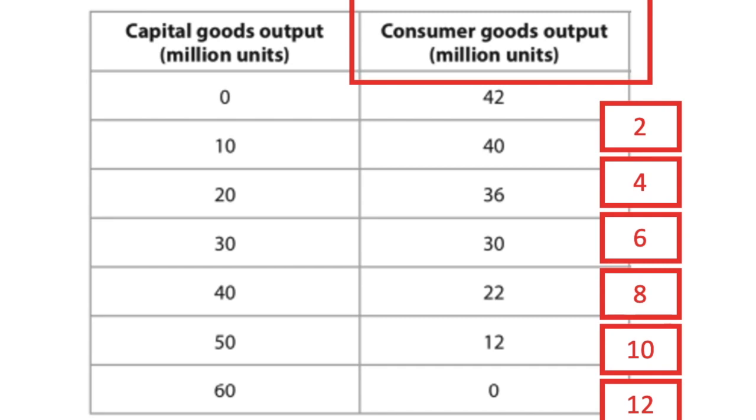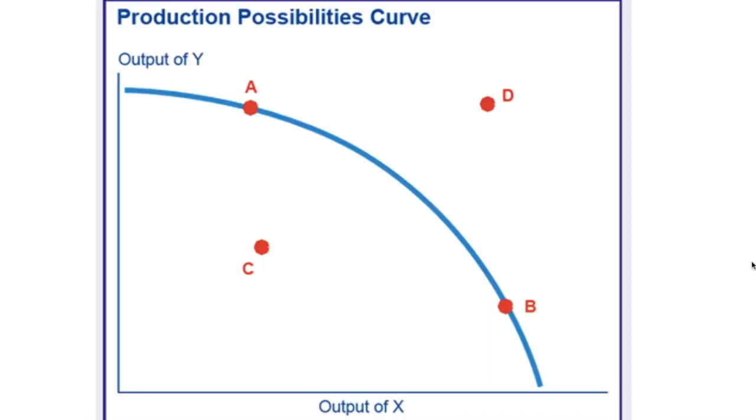Alright, so as we can see, when they start producing more capital goods at 20 million units, the consumer goods go down from 40 million units to 36 million units. So we get that in terms of 4 million units of opportunity cost, and so on. It allows us to judge efficiency in the economy when focused on the production of these two goods.